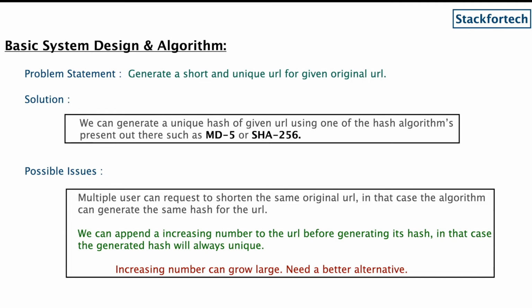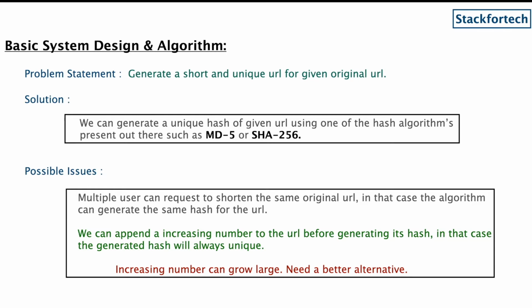Now we have decided that we will be using this hashing algorithm. Then what we can do is look for another problem which might arise. So what can happen basically? There can be a situation where multiple users are trying to get the short link for the same URL, right?